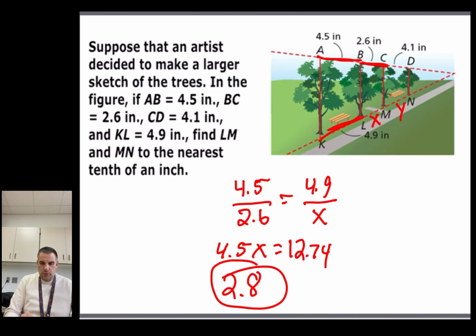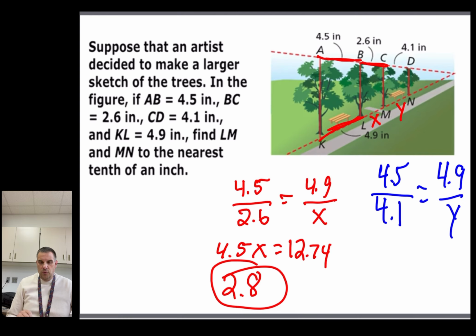I'm going to go 4.5, and now I have to find the y value, so that's 4.5 over 4.1, and then that corresponds to 4.9 over y. So 4.5y equals 4.1 times 4.9. That's 20.09 divided by 4.5.